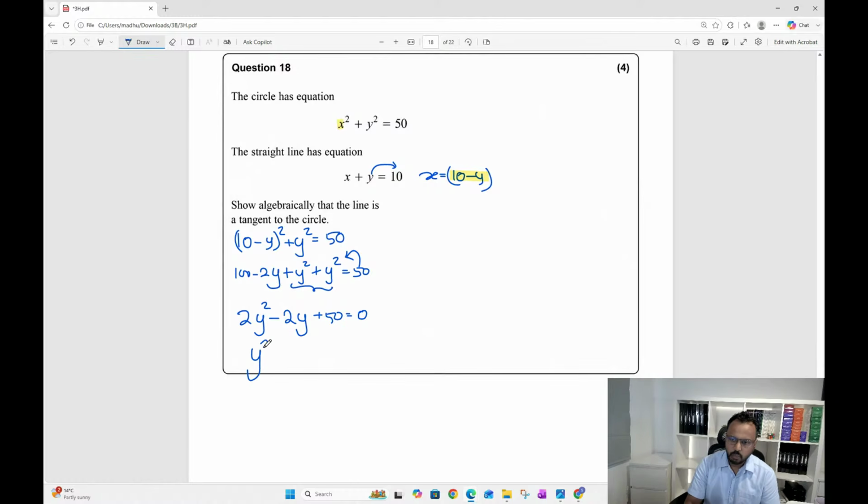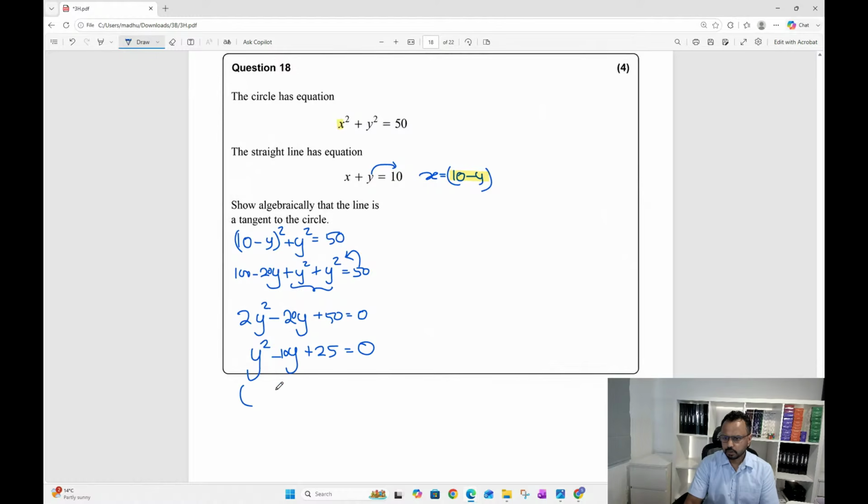I get y squared take away y and 25. Sorry, my bad. I think I made a mistake here. That's meant to be 20y. Guys, this is because 10 squared is 100. 10 times y is 10y, double it, 20y. Yeah, my bad. 20y. And this is 10y plus 25 is equal to 0.